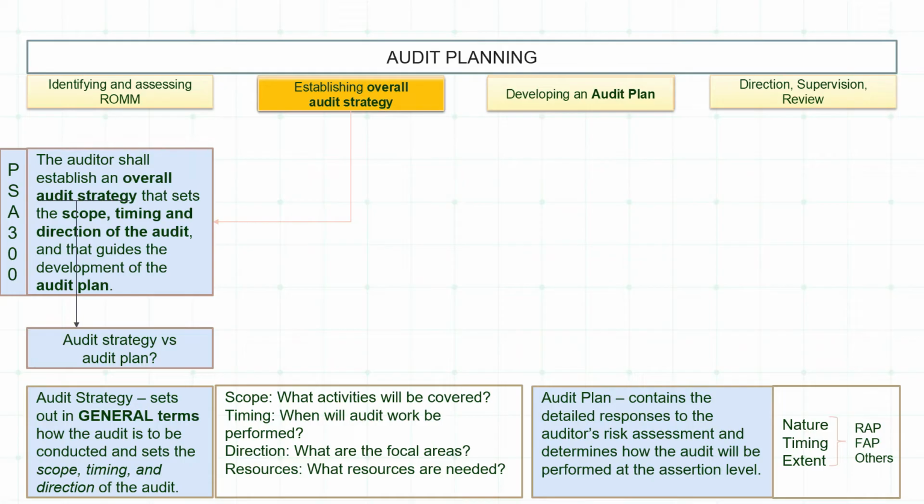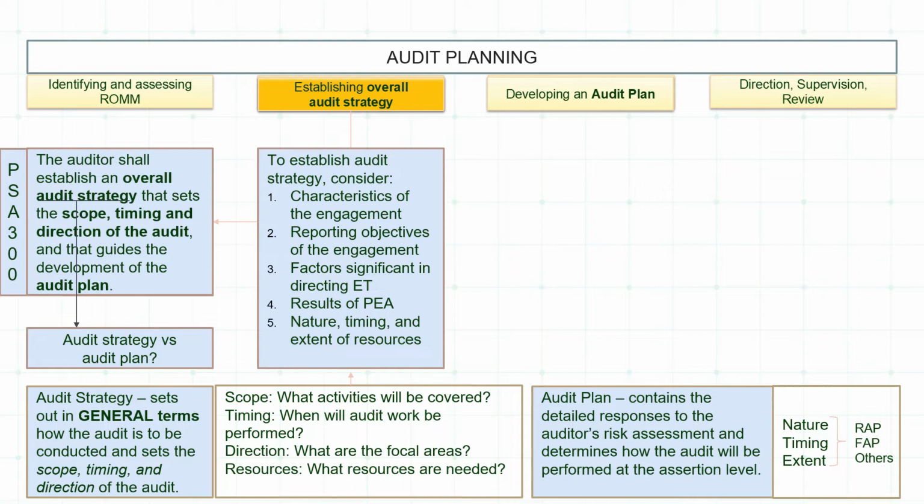Now, when the auditor establishes the overall audit strategy, the auditor considers the following things. The auditor must look into the characteristics of the engagement, including what's the financial reporting framework used? Is it PFRS? Is it PFRS for SMEs? Is the client using a special purpose framework? The auditor will also identify are there industry specific requirements? And what is the coverage? Are there branches? Are there components? And where are these located?